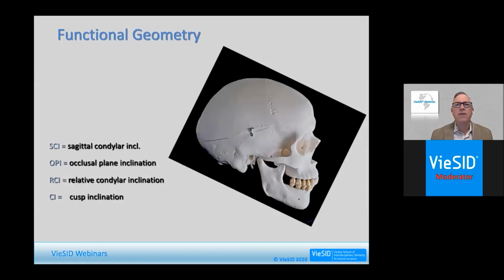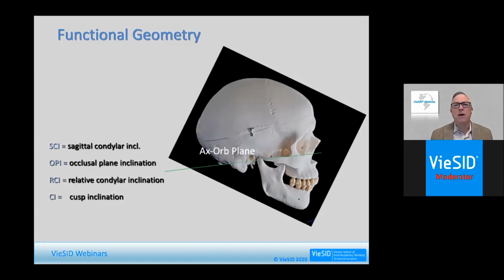Pulling these factors together allows us to define the functional geometry of the patient. Now, this term recognizes there's an ideal combination of factors that maximize functional efficiency and minimize negative effects. In the VieSID basic curriculum, we explore this at length. The important factors, though, are seen on this diagram. To understand the functional geometry, we initially draw the axis orbital plane.